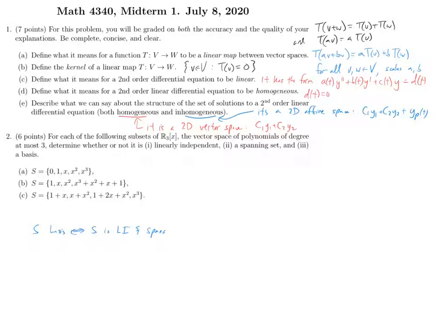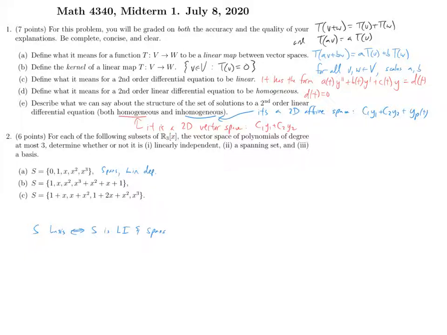Next, let's go through here. So this definitely spans, because you can write every polynomial of degree at most 3 using these, right? You don't need 0. Because you don't need 0, this is linearly dependent. So this spans, and it's linearly dependent, so not linearly independent.